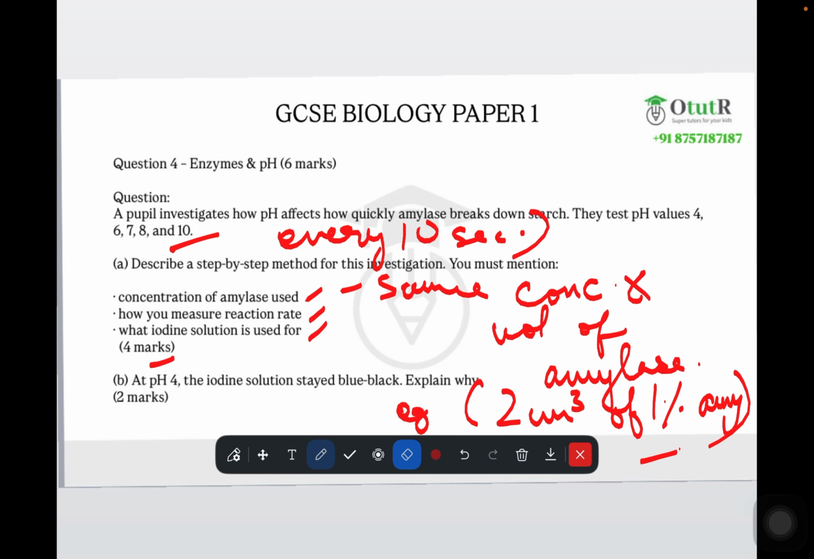At pH 4, the iodine solution stayed blue-black. Explain why. At pH 4 precisely, the amylase is denatured. It's a 2 mark question again. You'll get 1 mark for the word denatured, and then the rest for the explanation. If it's denatured, it cannot break down starch. So starch remains and the iodine turns blue-black.